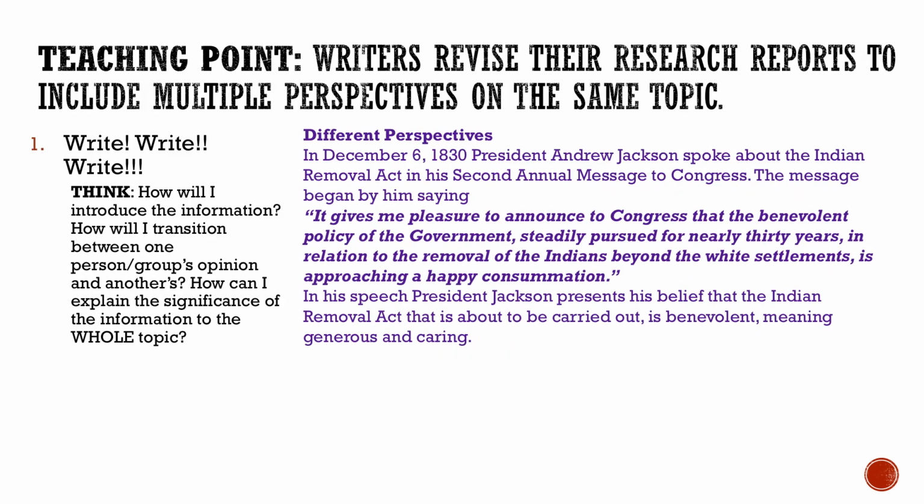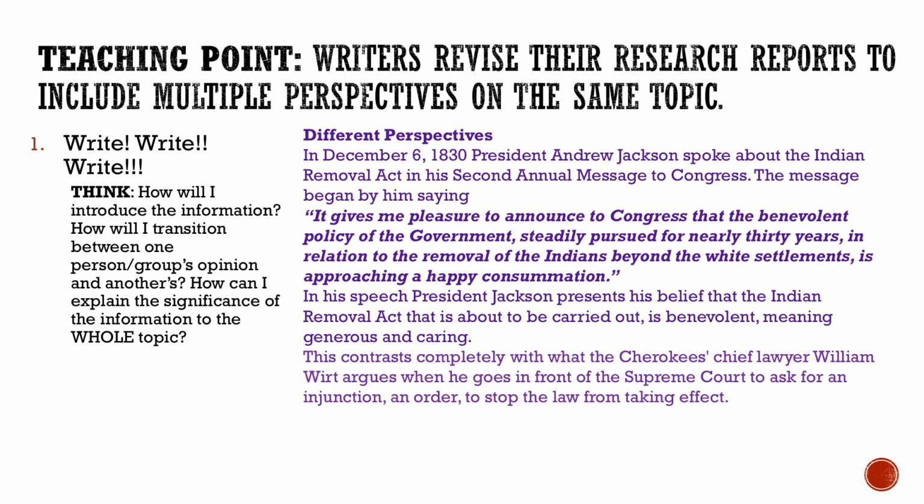So now that I have the side of Andrew Jackson, I have to think about how I'm going to transition between Andrew Jackson and the other group's opinion, the Cherokee's opinion. What am I going to do there? I have to go back to those transitional phrases, and think about which one is going to help me do that work. Well, here I go. This contrasts completely with what the Cherokee's chief lawyer, William Wirt, argues. This contrasts completely, right? What Andrew Jackson is saying is totally opposite to what the Cherokees believe. So right there's my transitional phrase.